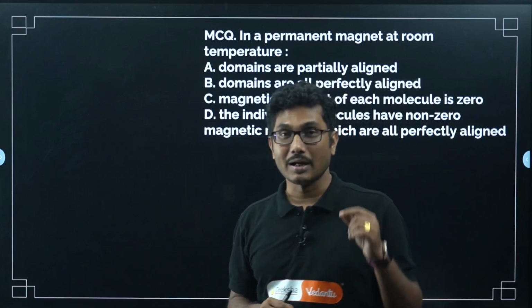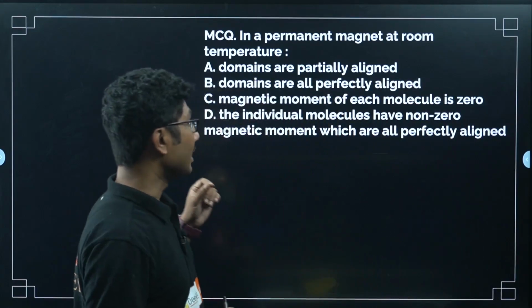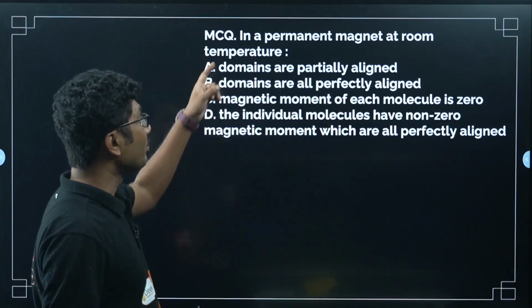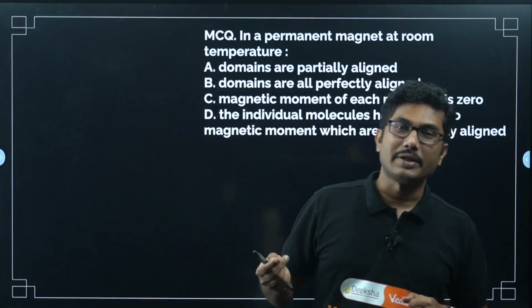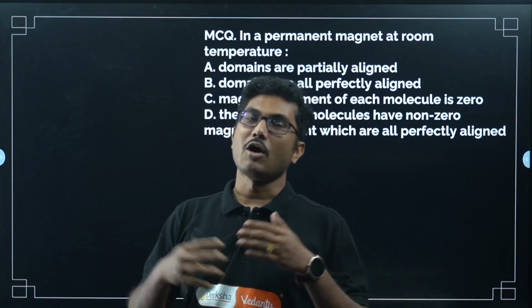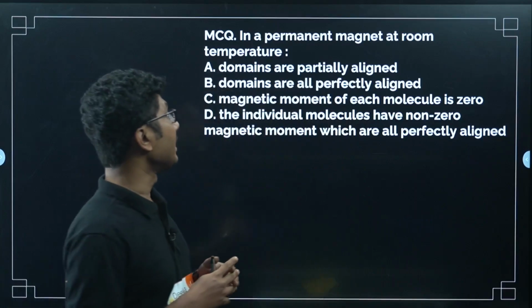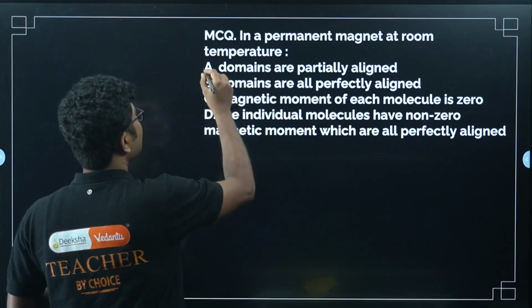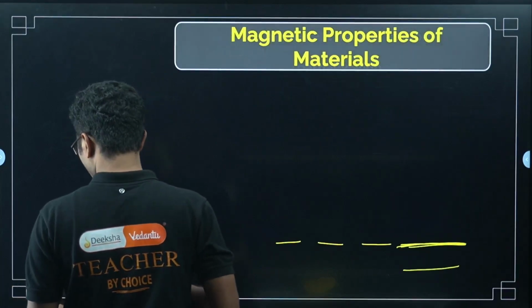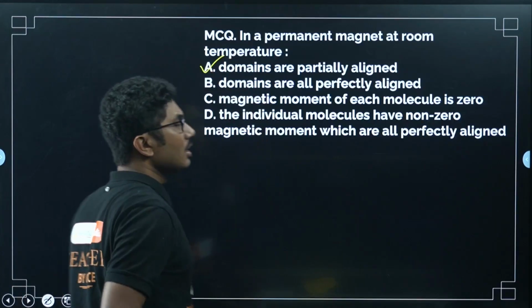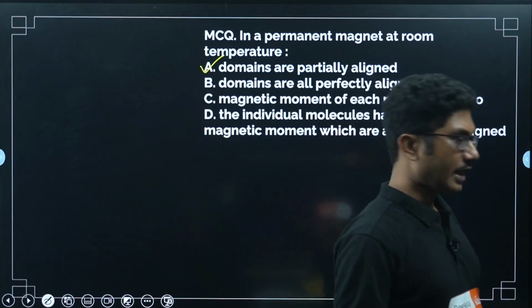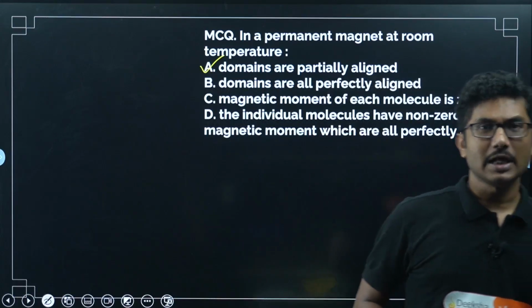They are called super magnets, superconductors. So at room temperature it is not possible. At room temperature, that means around say 25 or 30 degrees Celsius, all the atoms and molecules are still vibrating. So domains are partially aligned. Domains cannot be all fully aligned, they can only be partially aligned. So the correct option is option A, domains are partially aligned.